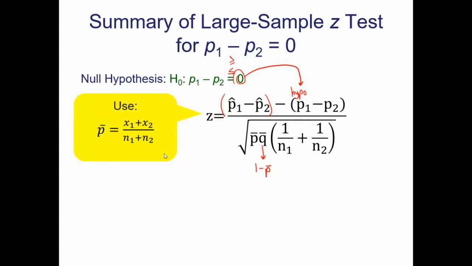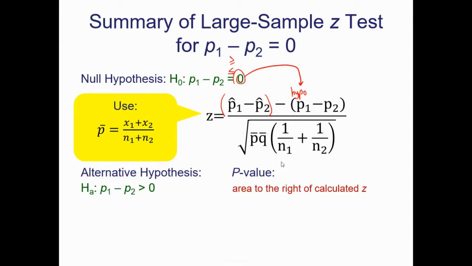So we'll use that. Now for our alternative hypotheses, they're the same ones that we've been using. You can have the difference be greater than 0, and that's the area to the right. So that means this is a right-tailed test.